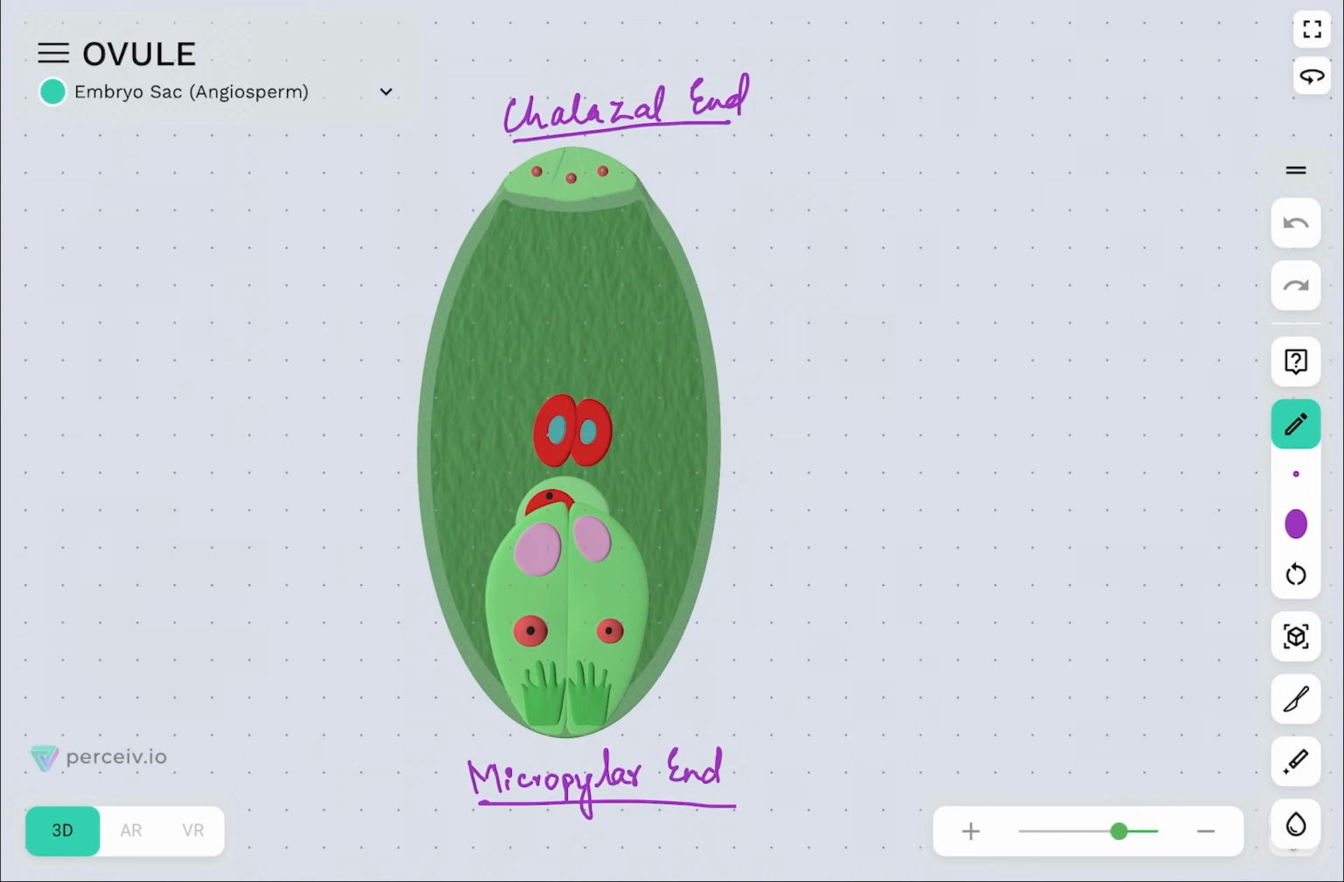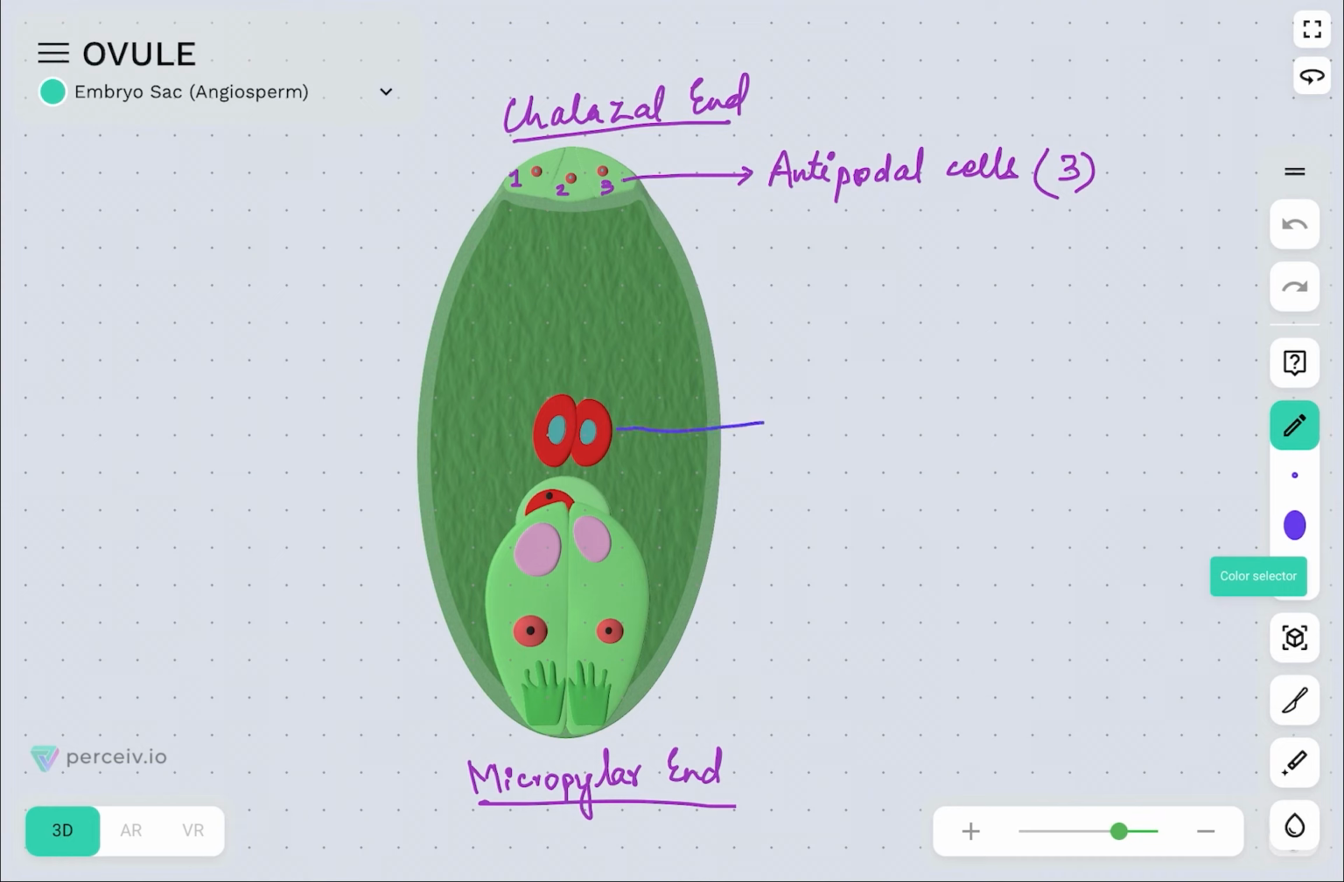Now, towards the chalazal end, you can see that 3 cells are present, and they are called antipodal cells. These cells are 3 in number. If I label them, this is the first, this is the second, and this is the third cell.